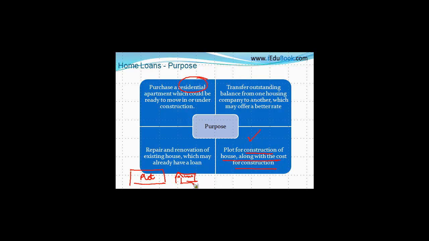Okay? Unfortunately, the way it stands today, when you go and take a flat or a ready to move in house, the amount or the percentage of the value of the house that you get as a loan is slightly on the higher side. Whereas if you take a plot for construction, it is on the lower side. Right? So these are basically the purposes for which a home loan is given.